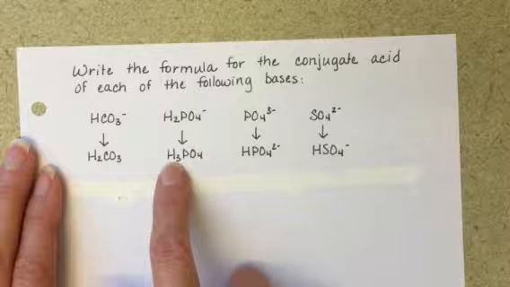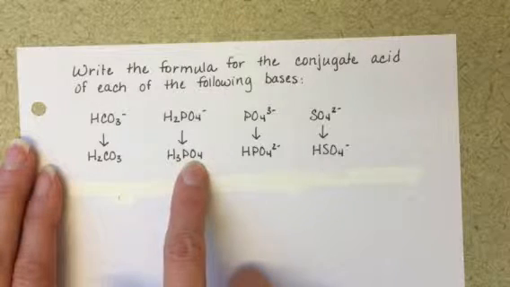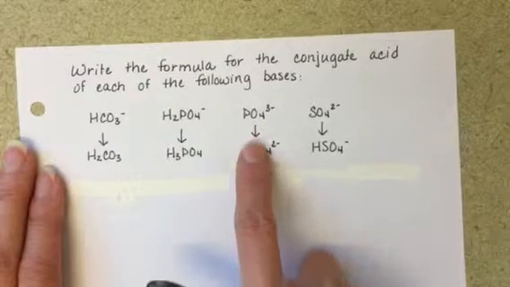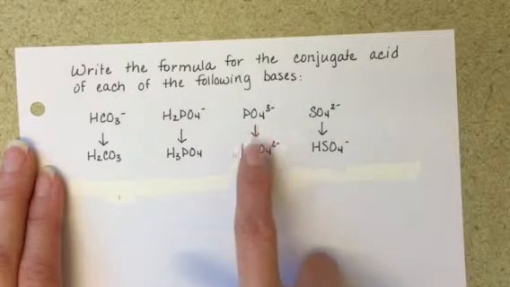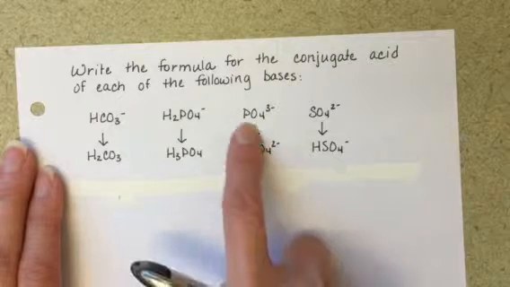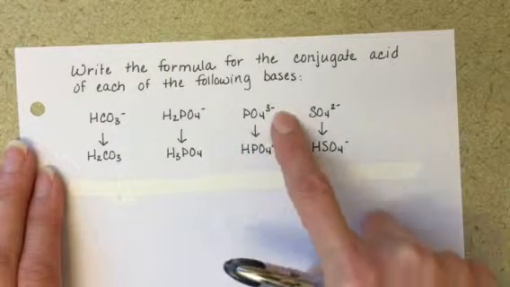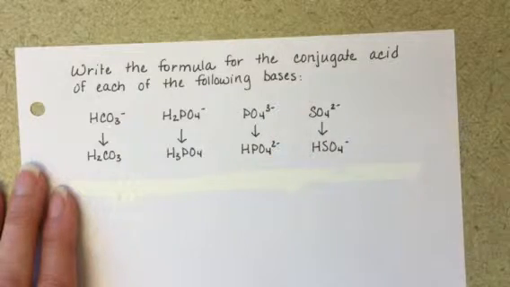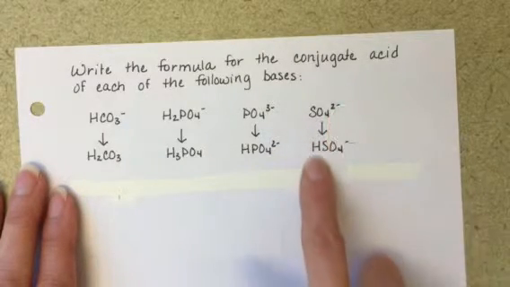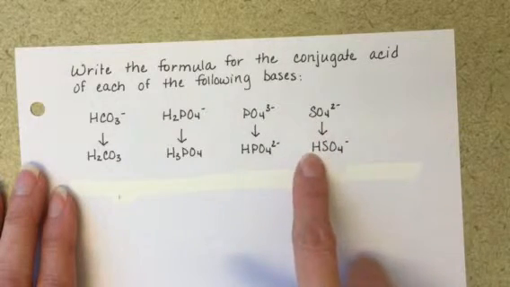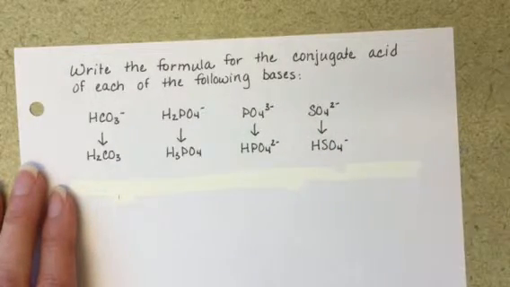H2PO4- is going to become H3PO4. Again, we're adding an H and adding a positive charge. And over here, PO4 3- will become HPO4 2-, adding a hydrogen and adding one positive charge, making the -3 go to a -2. SO4 2- will become HSO4-. Again, we've added one hydrogen and we've added one positive charge.